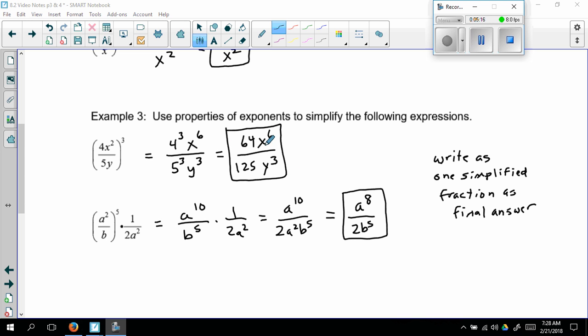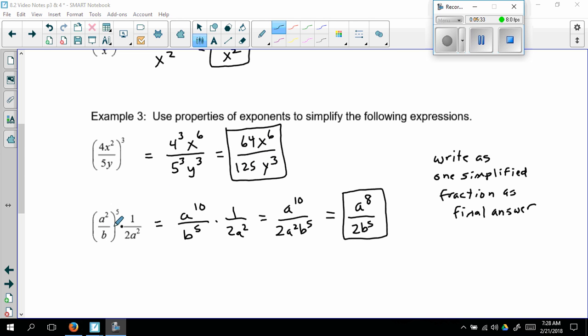I should have only one term for each variable. So I have only one x term, that's good. Only one y term, that's good. And then 64 over 125. They don't have a common factor, so I can't simplify it anymore. So that's my final answer.